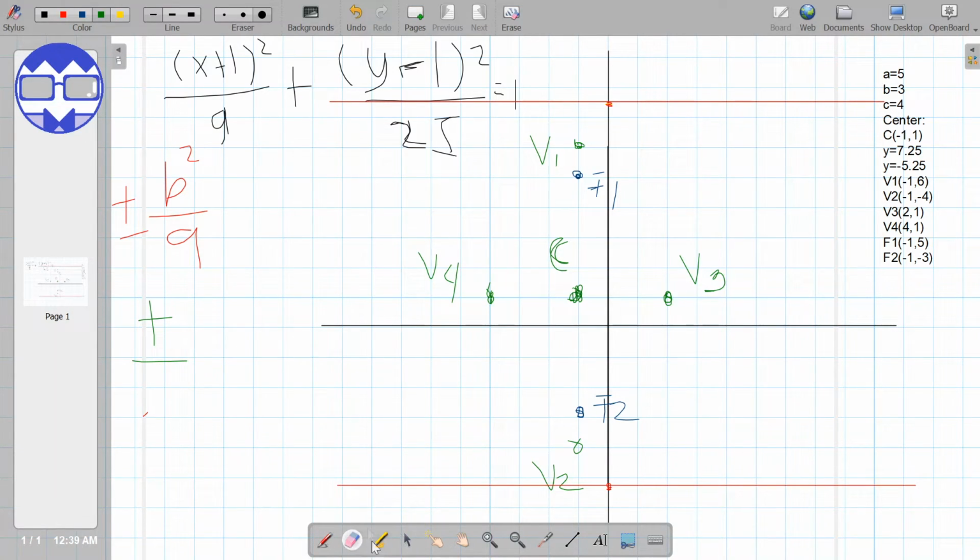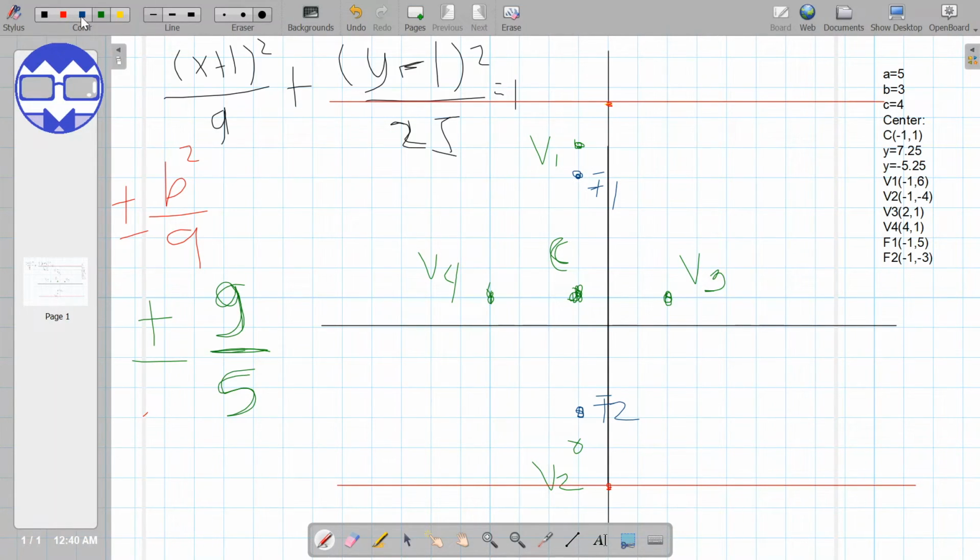9 over a, which is 5. Okay, what is 9 over 5? 9 over 5 is just 1.8. So we're going to move 1.8 left and right.